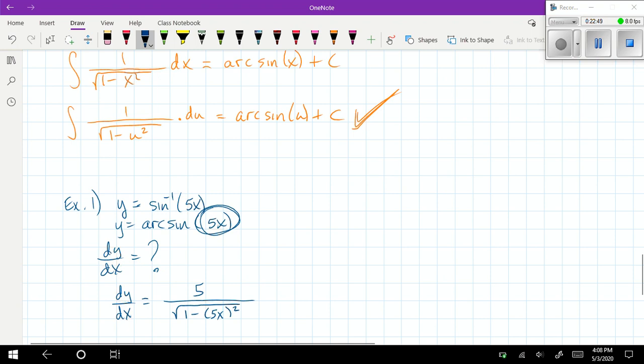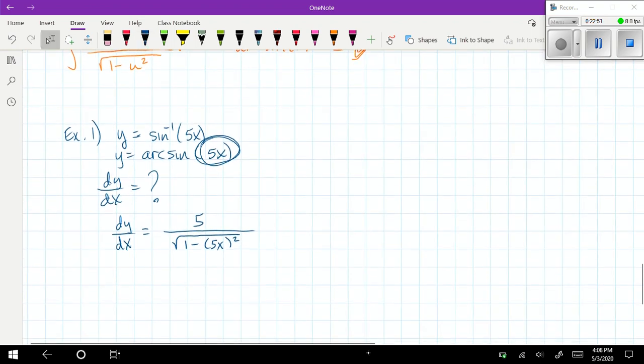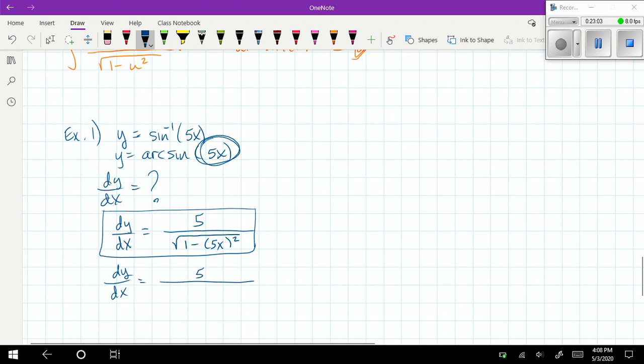So I can end that right there, or chances are if I were taking an AP test and it was a free response, I would end right there. I wouldn't go any further. However, if it's multiple choice, they're probably going to make it look like this: square root of 1 minus 25x squared. So either of these 2 answers are good. All I did was square the 5x. Pretty easy to do, huh?